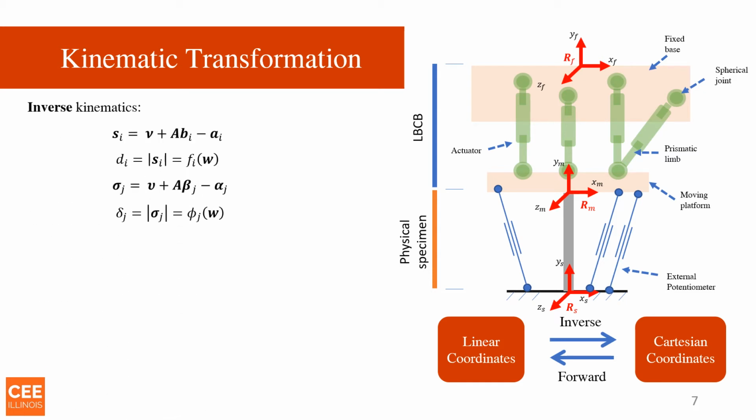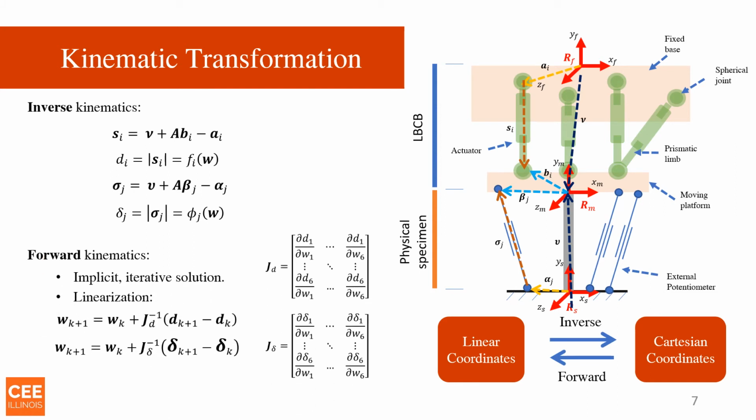There is mathematics behind all these processes. So we have inverse kinematics, which is pretty much adding and subtracting three-dimensional vectors in space. And we have a forward kinematics process, which is much more challenging, involving solutions to several implicit nonlinear equations of motion, which we typically just linearize.